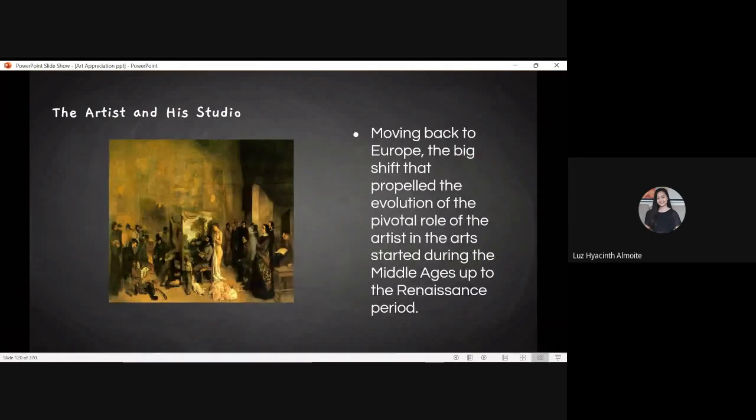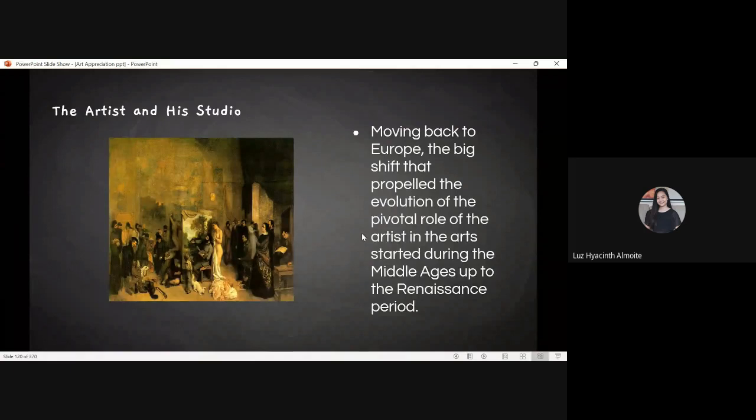So moving back to Europe, the big shift that propelled the evolution of the pivotal role of the artist in the arts started during the Middle Ages up to the Renaissance period. Most pivotal developments included the transformation of the craftsman to an independent artist, the widespread patronization of secular art alongside the continuous production of works with religious subjects, and the assertion of cognition, the will, and individuality.